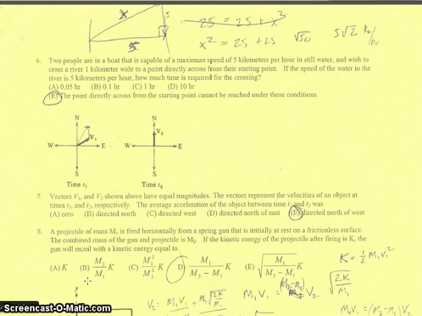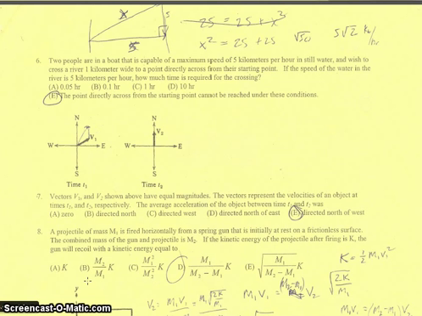Number 6, we have 2 people in a rowboat, going along, where the rowboat can have a maximum speed of 5 kilometers per hour, and the river is moving at 5 kilometers per hour. So ultimately, my rowboater needs to actually move at an angle that would be going kind of up if it's going to be pushed back.